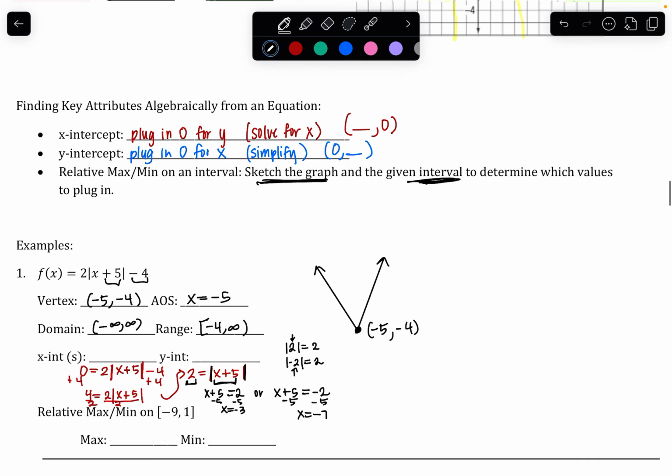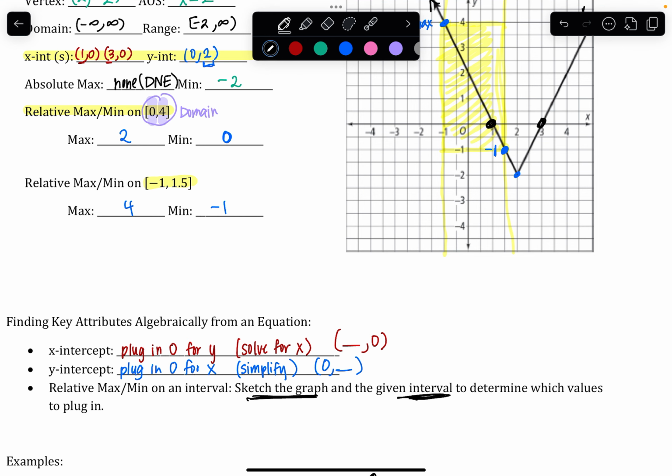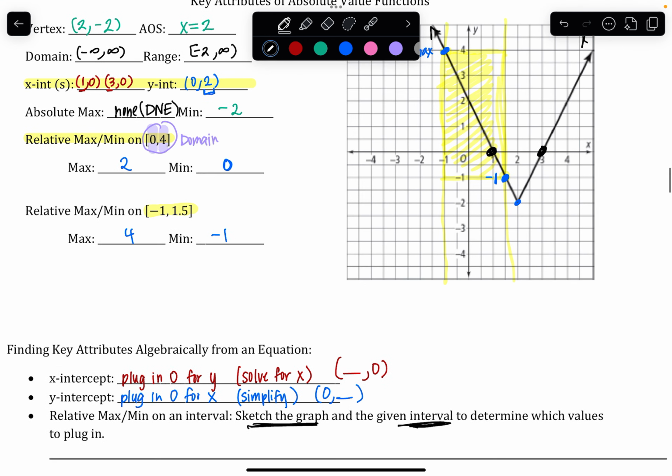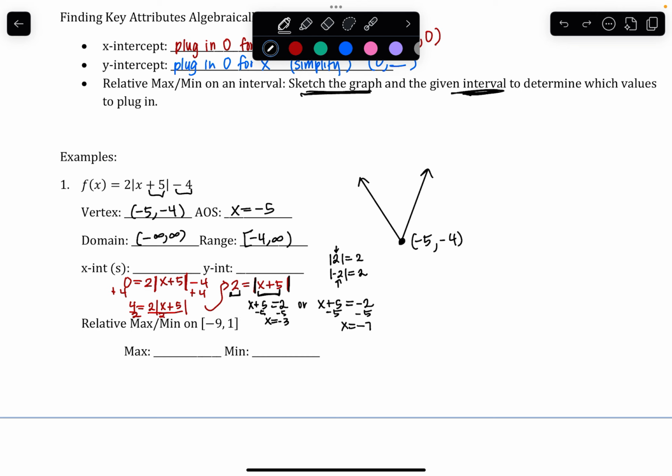And so just like in our picture above, we had 2 x-intercepts. So usually you're going to have 2 x-intercepts unless your vertex is the one sitting on the x-axis. Okay, and so one x-intercept is negative 3, 0. Coming from here, and the other is negative 7, 0.